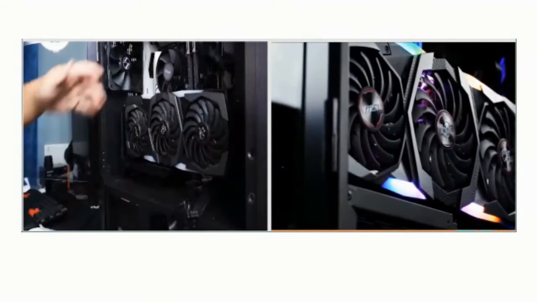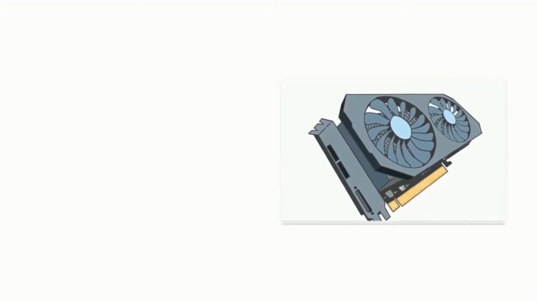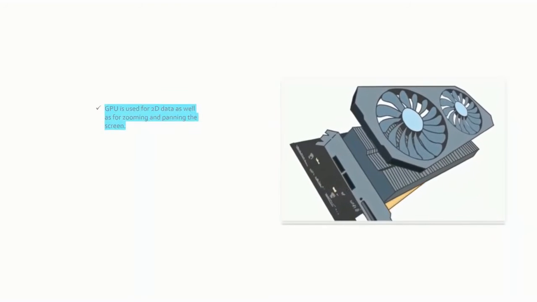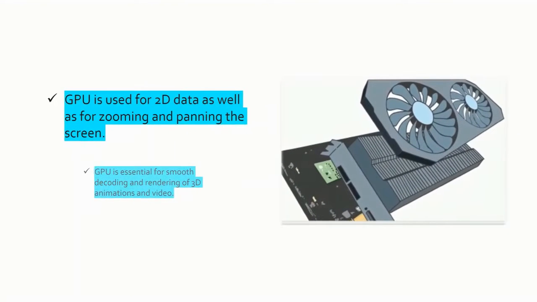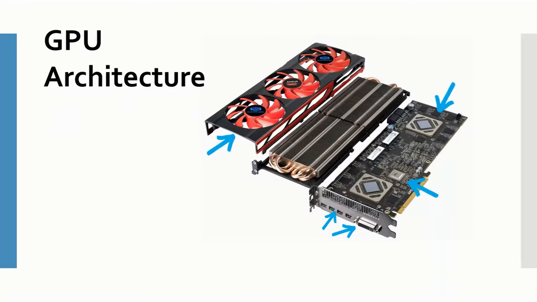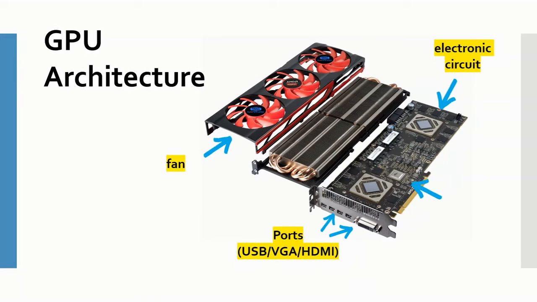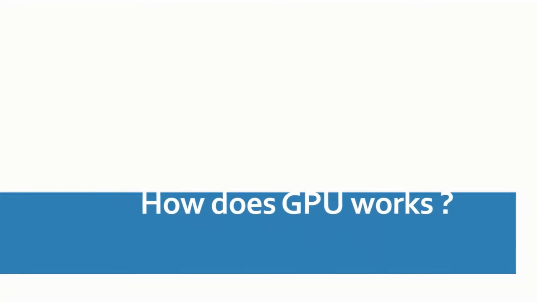GPU is used for 2D data as well as for zooming and panning the screen, and also essential for smooth decoding and rendering of the 3D animation and videos. GPU architecture basically comes with electronic circuit, fans, ports, USB, VGA, HDMI, and graphic card. But how does it work?